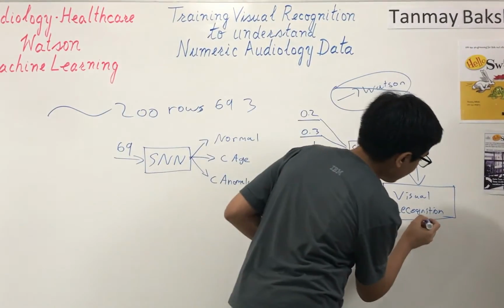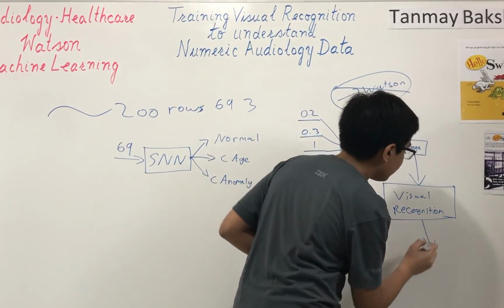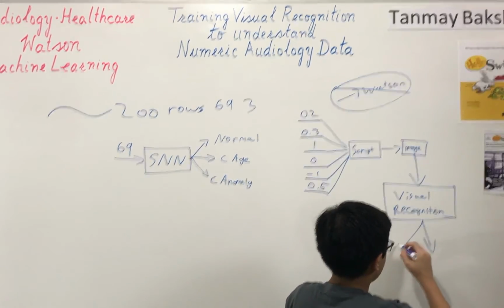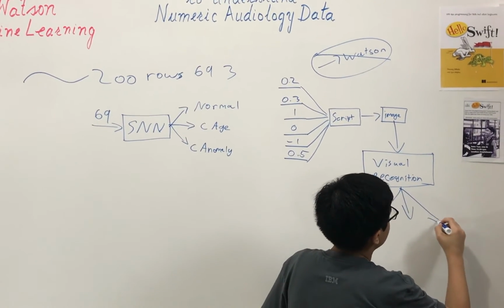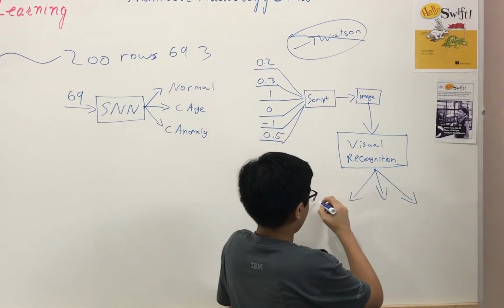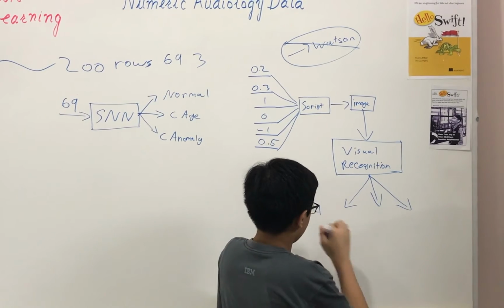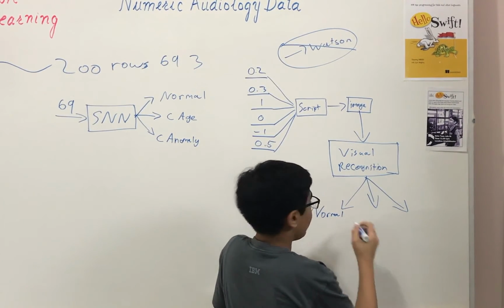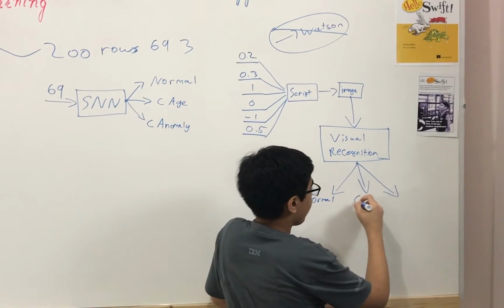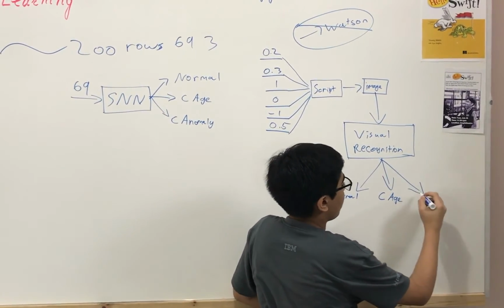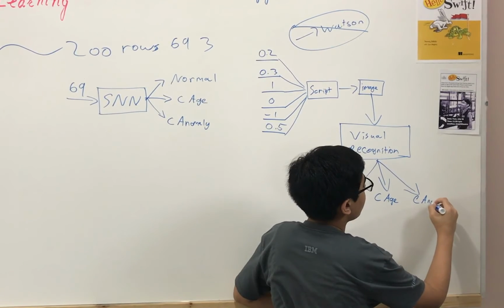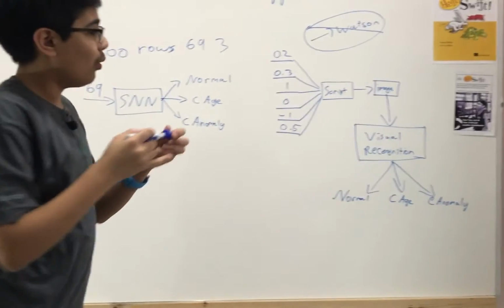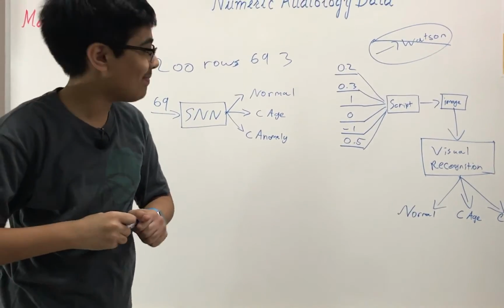And visual recognition, once it's done training on a few hundred images, will give us our output values. And technically, we actually have, again, 3 different output values. We've got one for the normal ear, one for cochlear age, and one for a cochlear anomaly, when we know it's something to do with the cochlea, but we're not exactly sure what's wrong with your cochlea.